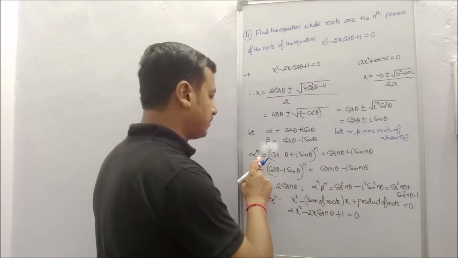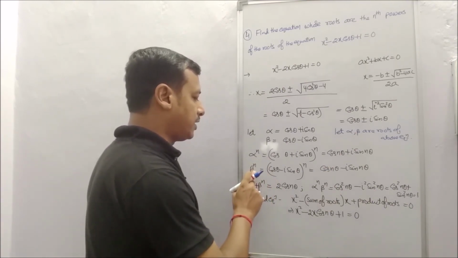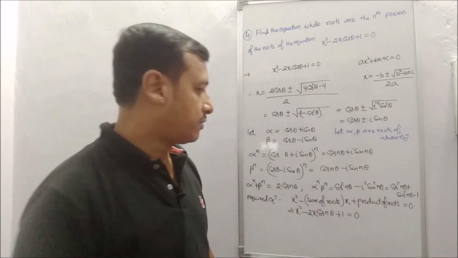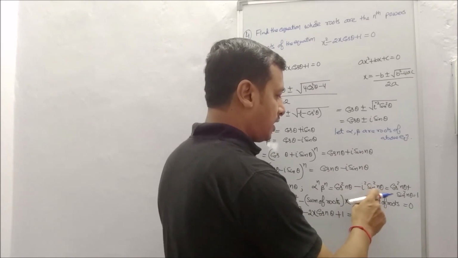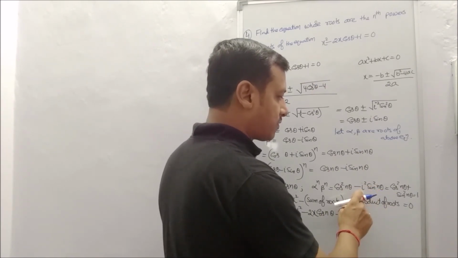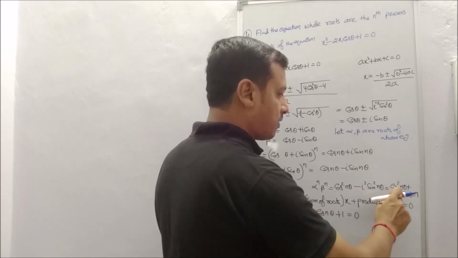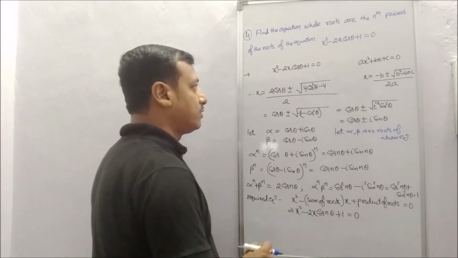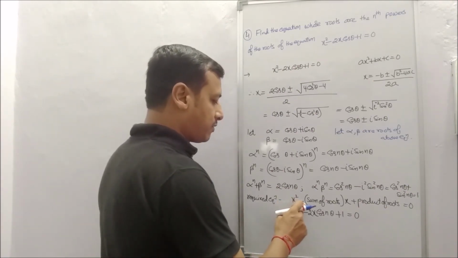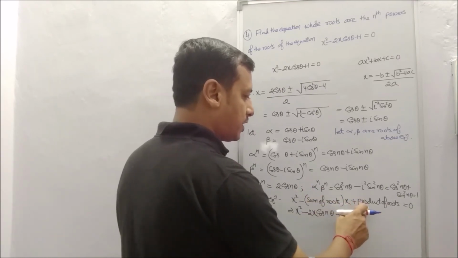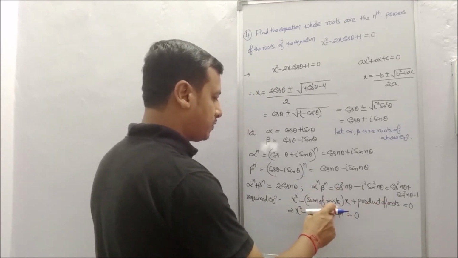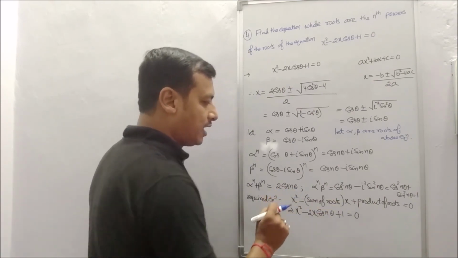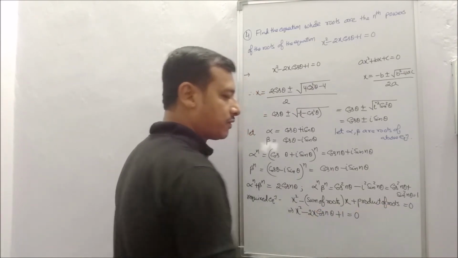Again, multiplying, the product of the two roots is alpha to the power n into beta to the power n. It is a plus b into a minus b, which is equal to a square minus b square. So cos square n theta minus i square sin square n theta. The value of i square is minus 1, minus minus is plus, so it is cos square n theta plus sin square n theta, which is equal to 1. So the required equation, whose roots are the nth powers, is x square minus the sum of the roots times x plus the product of the roots. The sum of the roots is 2 cos n theta, so it is x square minus 2 x cos n theta, and the product of the roots is 1, so plus 1 is equal to 0.